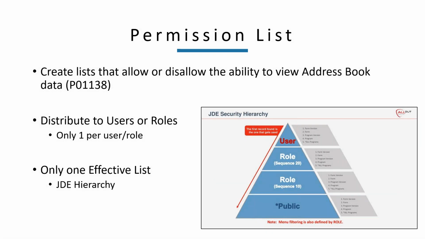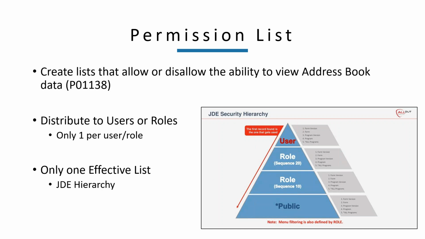So, heading right in, let's take a look at permission lists. There are a couple ways to secure your PII related to data privacy. The first one is going to be the permission list, and that's again related to just the address book. You basically create a permission list that allows or disallows the ability to view that pertinent PII address book data. This is done through the P01138 program, which I will show you here in a second. Once a permission list is created, you can distribute that list to a user or role.